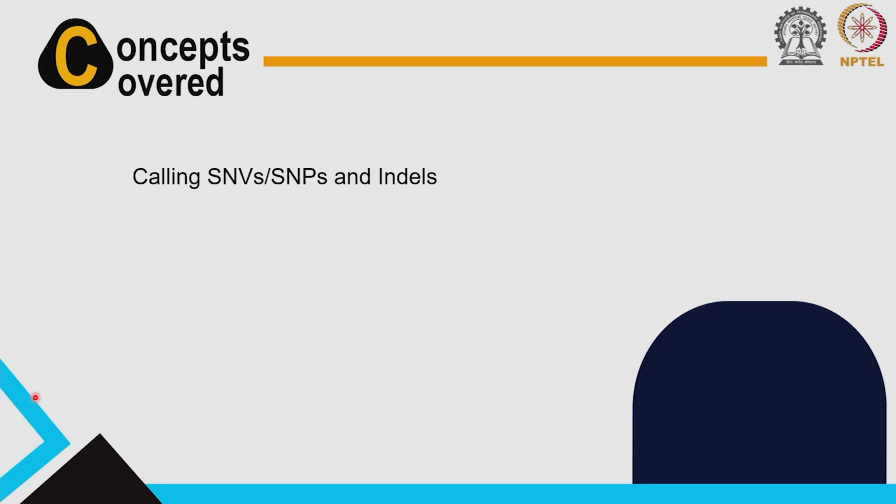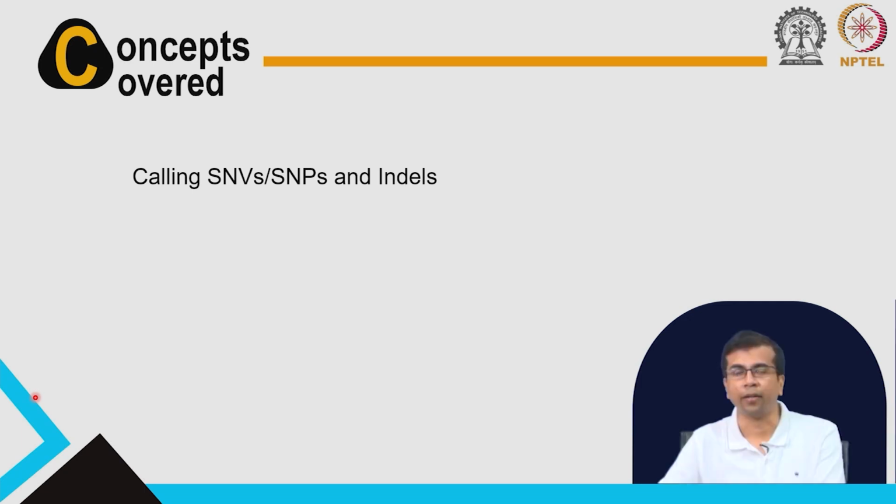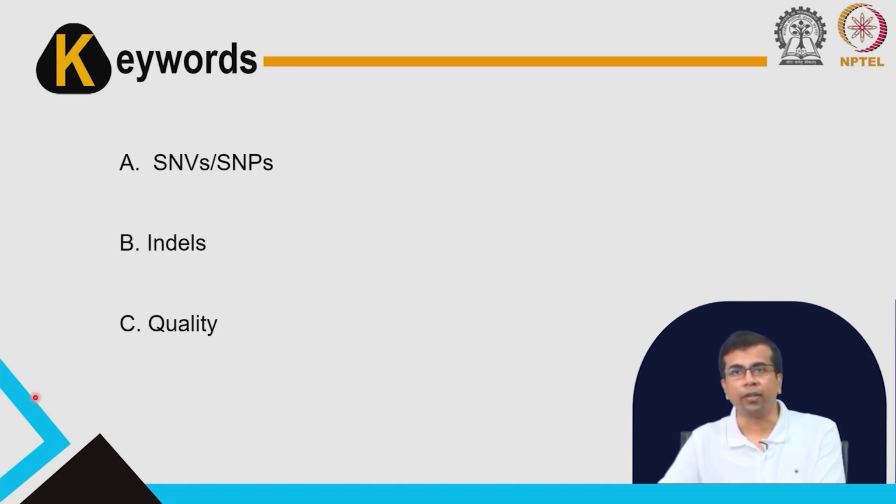We will be talking about SNVs, SNPs and indels, and how to call them from the map data that we have generated already. These are the keywords that you will come across: SNVs, SNPs, indels and qualities. The quality score is important when you are describing or identifying these SNVs and SNPs.